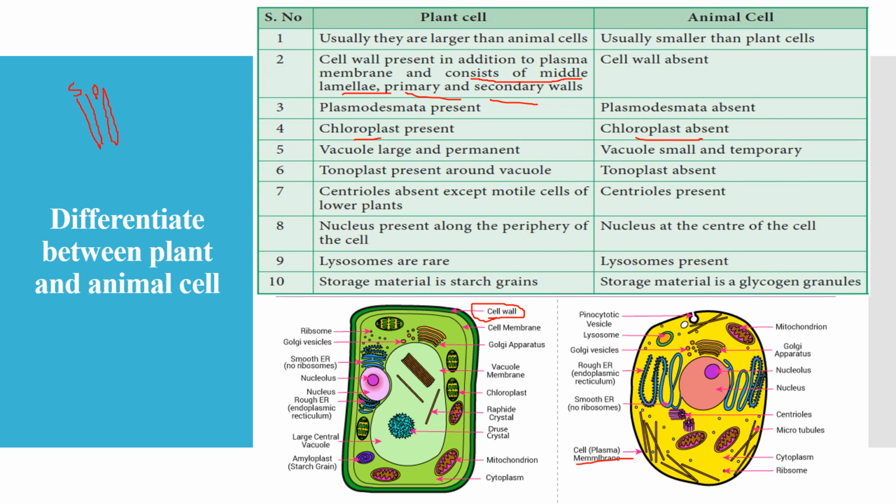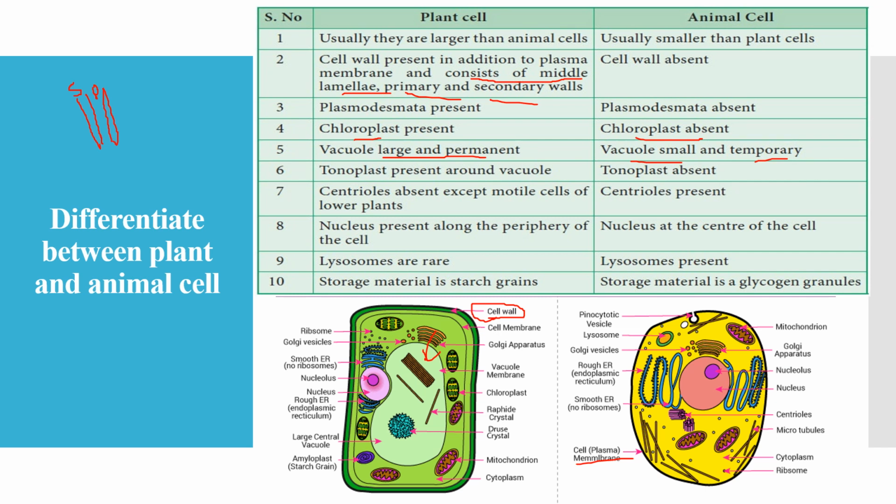Third, another point is vacuole is large and permanent, whereas in animal cell vacuole is small and temporary, and many vacuoles are present. So here you can see this is the vacuole. Here one large vacuole is present in the center and is permanent, and because of vacuole the plant cell is turgid because water, mineral and salt are present. Vacuole is large and in the center, whereas in case of animal cell vacuoles are small in size and many in number, but they are temporary, not permanent.